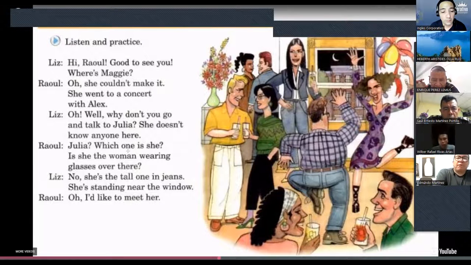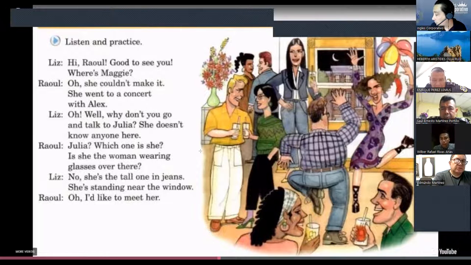Julia, which one is she? Is she the woman wearing glasses over there? No, she is the tall one in jeans. She is standing near the window. Oh, I'd like to meet her.